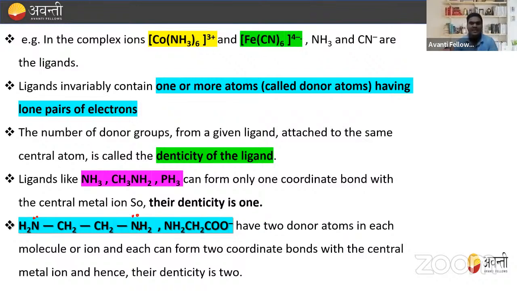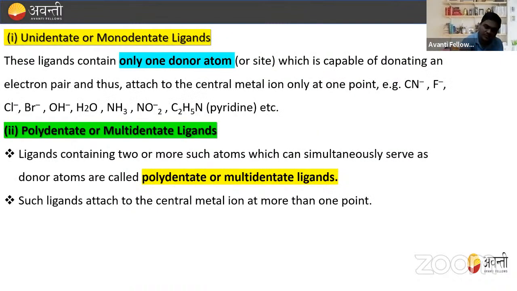So they have two donor atoms in each molecule or ion, and each can form two coordinate bonds with the central atom, and hence their denticity is also two. So we can say that their denticity is two. Here also, N is having a lone pair and O is also having a lone pair. So in one molecule or ion they have two donor groups. So we can say that their denticity is two.